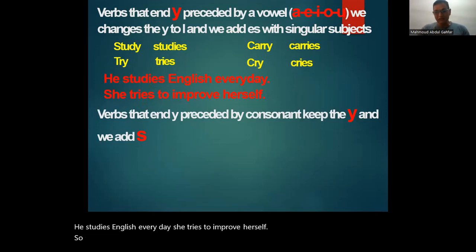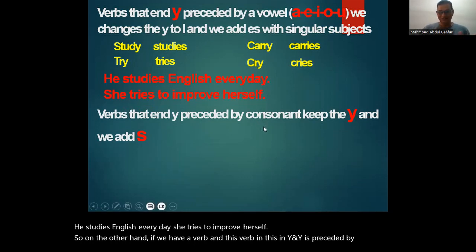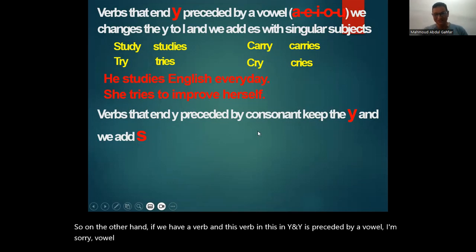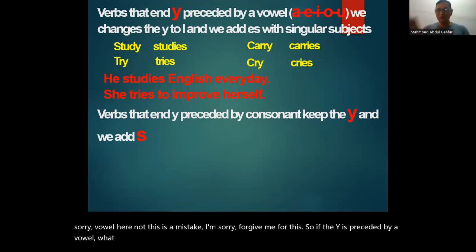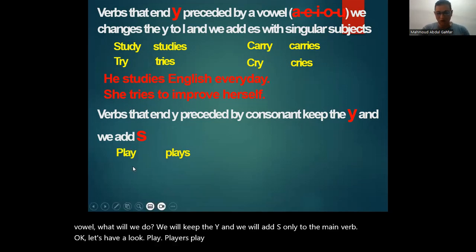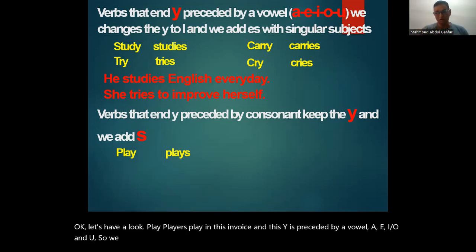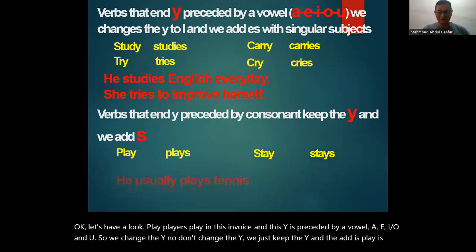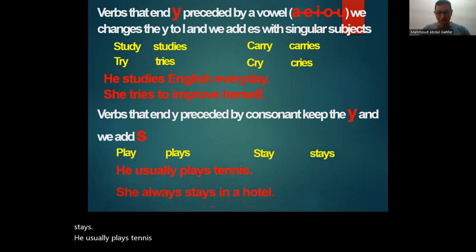On the other hand, if we have a verb that ends in Y, and the Y is preceded by a vowel, what will we do? I'm sorry, forgive me for the earlier mistake. We will keep the Y and we will add s only to the main verb. Okay, let's have a look. Play, plays. Play ends in Y, and this Y is preceded by a vowel: A, E, I, O, or U. So we don't change the Y. We just keep the Y and add s. Play, plays, stay, stays. He usually plays tennis. Also, she always stays in a hotel.